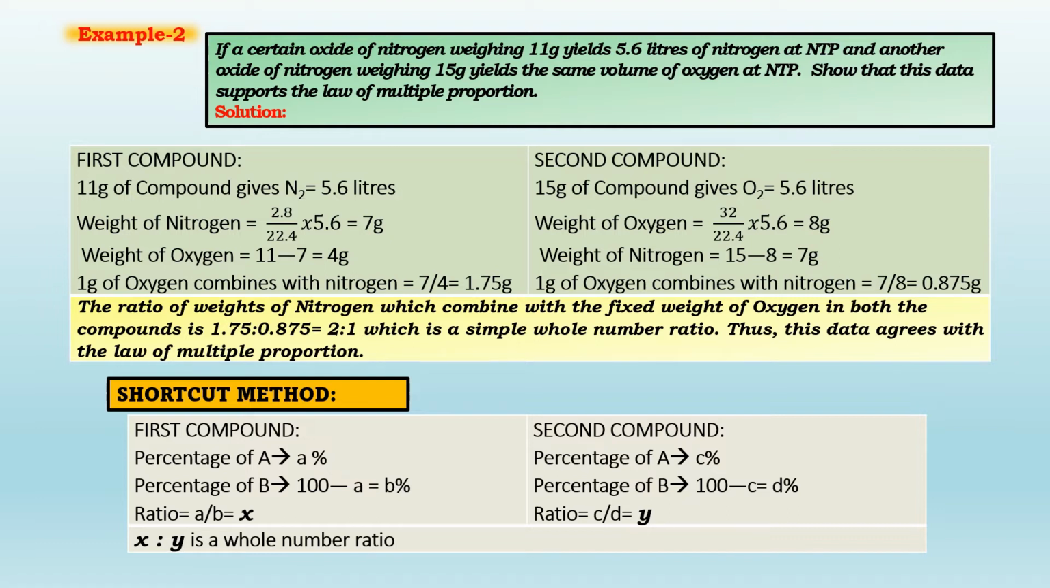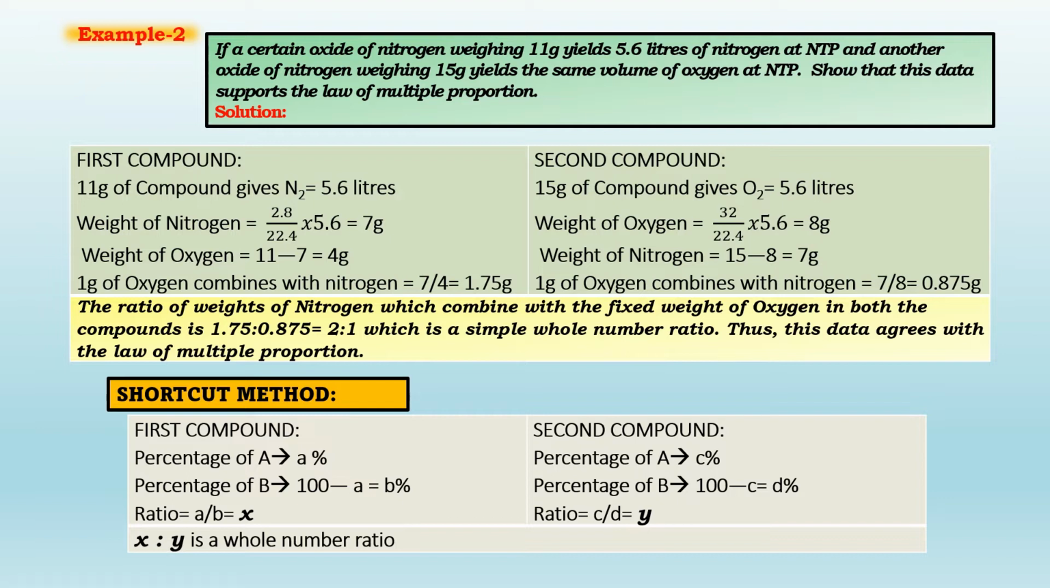So weight of nitrogen is equal to 28 divided by 22.4 into 5.6, that is equal to 7 gram. Weight of oxygen is equal to 11 minus 7, that is equal to 4 gram. So 1 gram oxygen combines with nitrogen is equal to 7 divided by 4, that is equal to 1.75 gram. In the second compound, 15 gram of compound gives oxygen 5.6 liters.